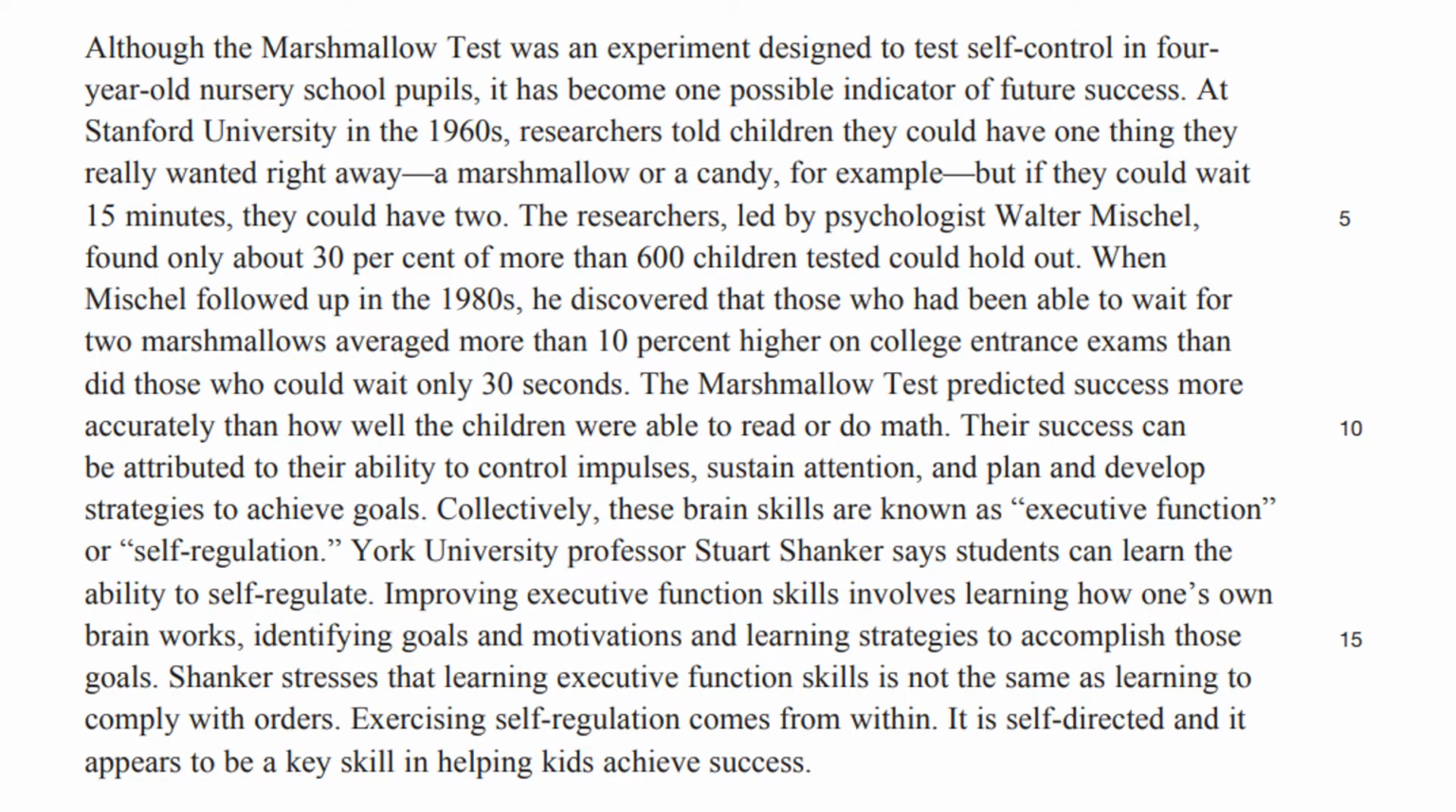So if we go back to the reading and think about some of those ideas, one was to pay attention to the topic sentence. You can see here, that's this first sentence. If we read it: although the marshmallow test was an experiment designed to test self-control in 4-year-old nursery school pupils, it has become one possible indicator of future success. So you can start to see, okay, this is about the marshmallow test, some kind of experiment. What is the experiment about? Future success. So this topic sentence is really going to tell you a lot about what this paragraph is about.